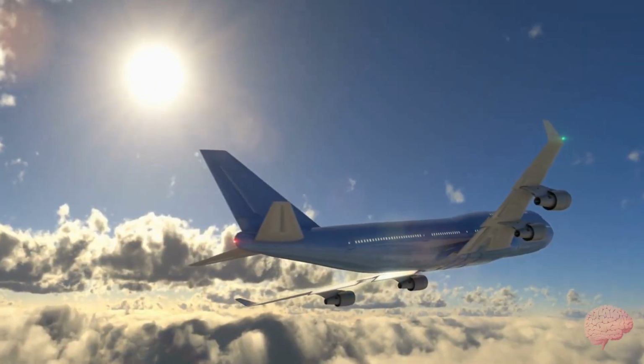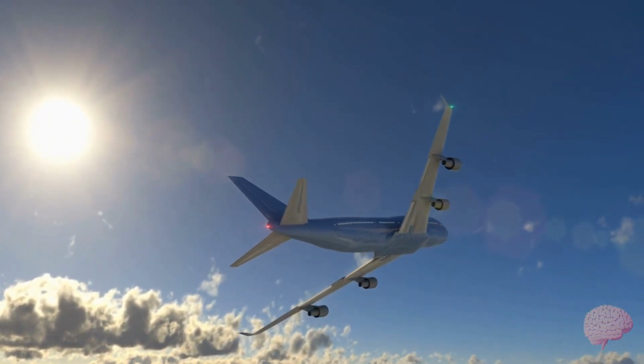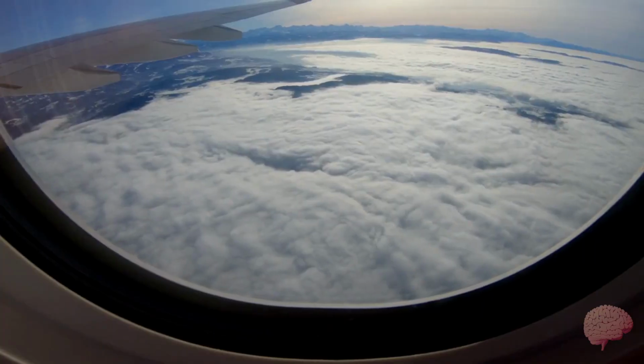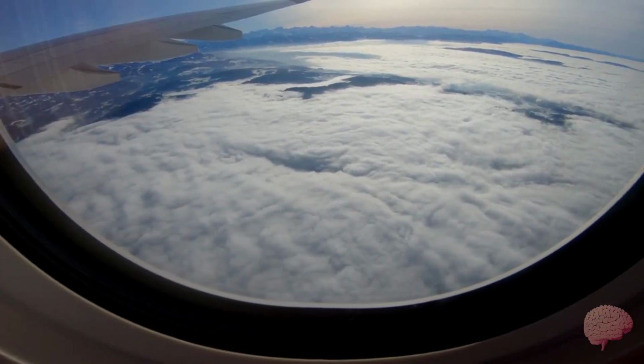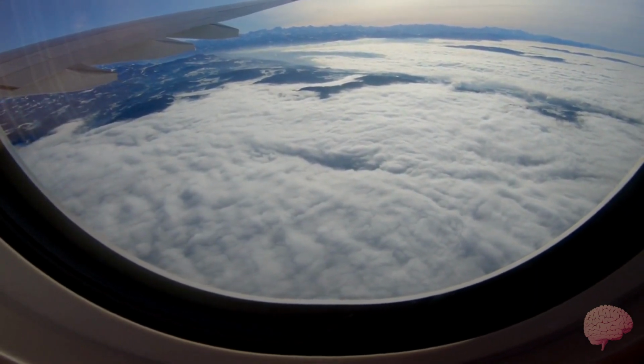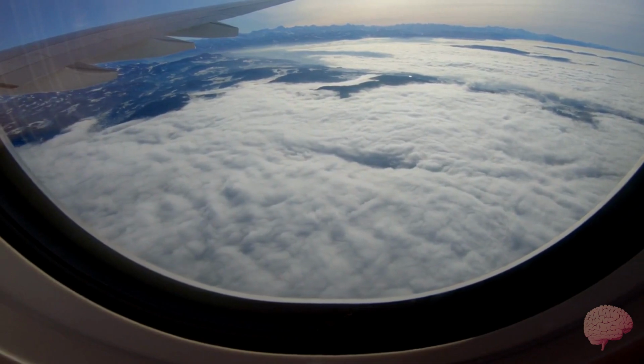Today, we're going to delve deeper into the science behind one of the most amazing technological marvels of our time, airplanes. Have you ever been on a plane, looked out the window, and wondered how this incredible machine is able to soar through the sky? Well, the answer to this question lies in the science of aerodynamics.